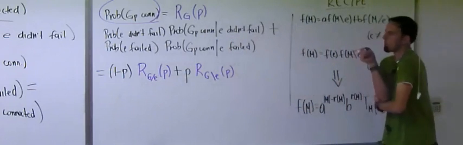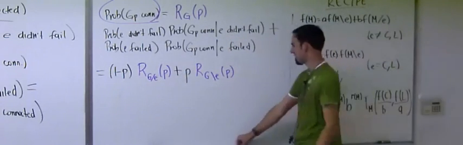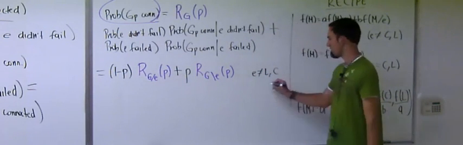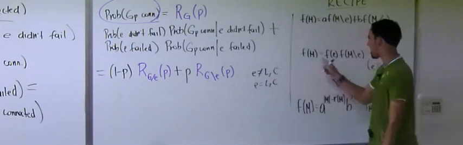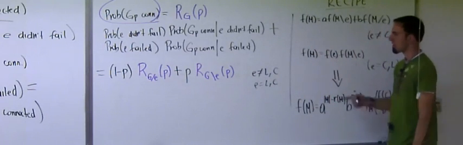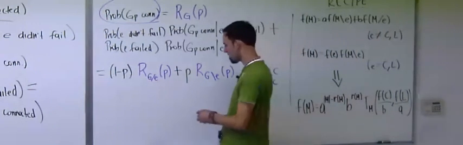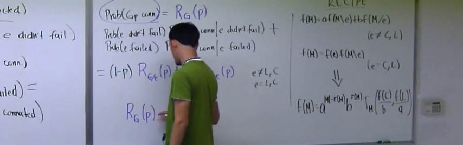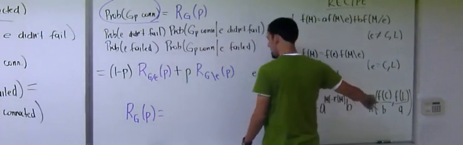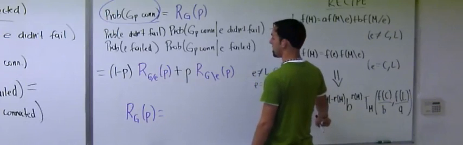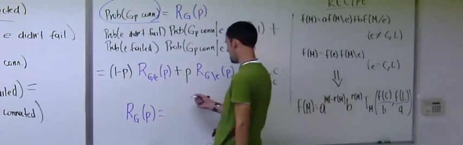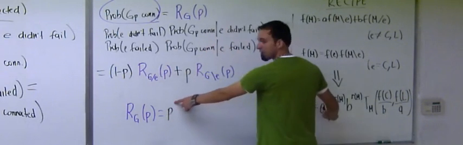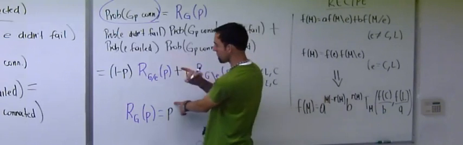Okay. As usual, this is for E not a loop or a co-loop, and for E equal to a loop or a co-loop, you can easily check that this is what happens, and therefore we can apply the recipe. And the recipe tells us that the reliability function is equal to whatever this says. So here A is P to the, how many elements does the matroid have? Number of edges. Right? This is a graphical matroid.